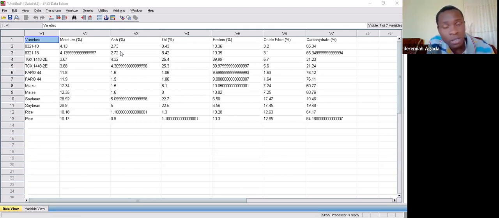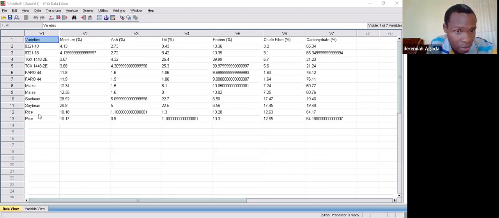Now, I told us something that if you want to really do data analysis, especially when you are doing lab work, you need your data in duplicate or triplicate, as the case may be. You need them at least more than one. So if you look at my variety, I just want to recap what we did yesterday. Now you see this variety 8321 18 is a variety of soya beans or maize. Sorry, it's a variety of maize.